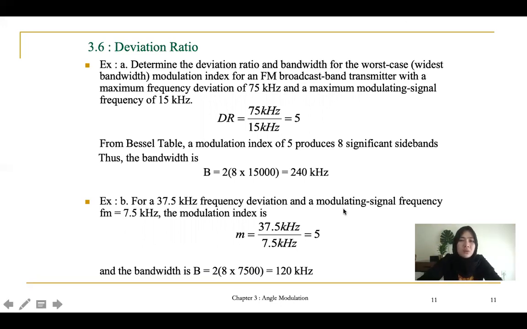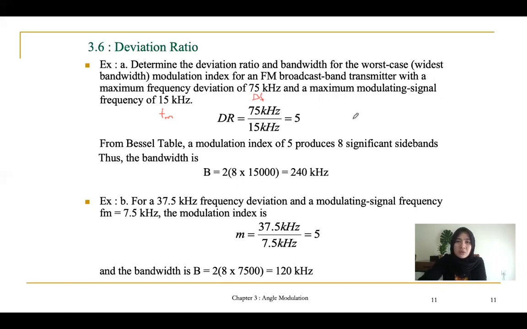So you know that this is ΔF max and this is Fm max. The deviation ratio is ΔF max divided by Fm max. So you will get the deviation ratio equals 5.